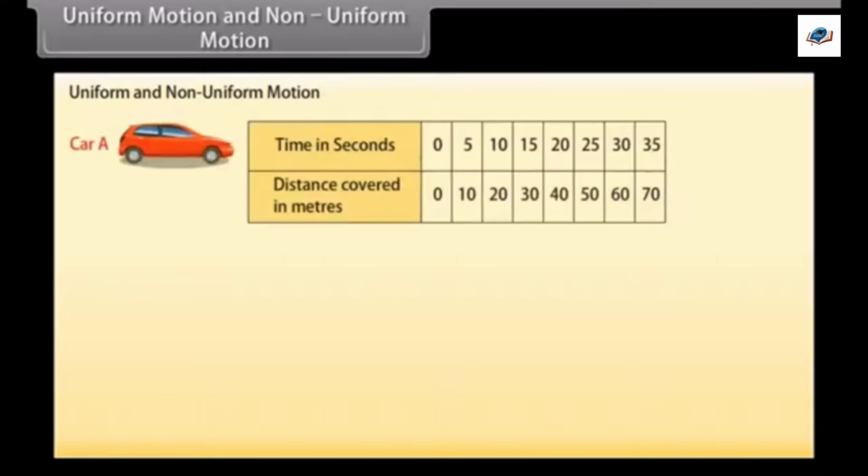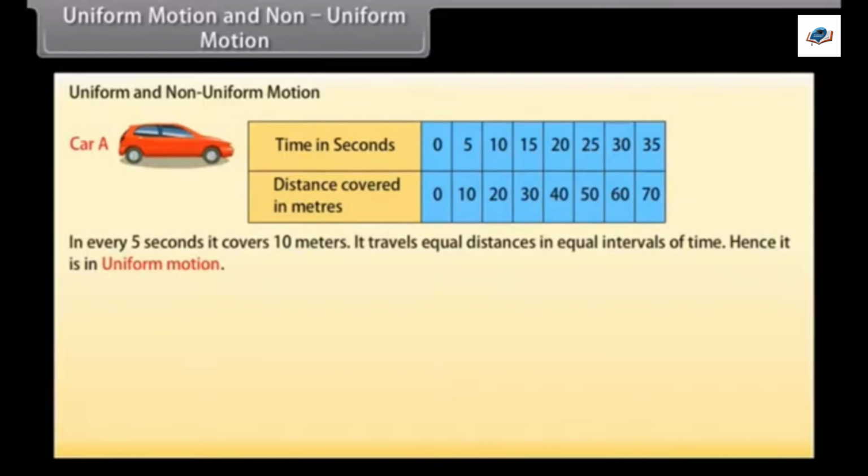Uniform motion and non-uniform motion. To understand uniform and non-uniform motion, let's take one example. Look at this table. This is the distance covered by car A. We can see that in 0 seconds it covers 0 meters. In 5 seconds it covers 10 meters. In 10 seconds it covers 20 meters and so on. Or we can say that in every 5 seconds it covers 10 meters. It travels equal distances in equal intervals of time. Hence it is in uniform motion.